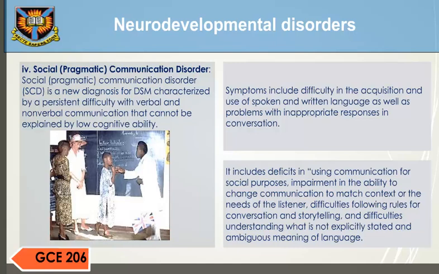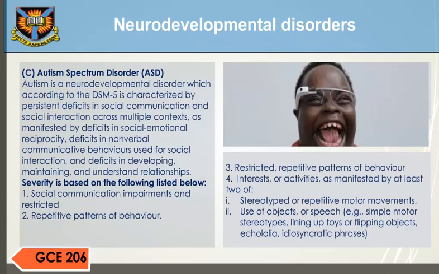Symptoms include difficulty in the acquisition and use of spoken or written language, as well as problems with inappropriate responses in conversation. It includes deficits in using communication for social purposes, impairment in the ability to change communication to match context or the needs of the listener, difficulties following rules of conversation and storytelling, and difficulties understanding what is not explicitly stated and ambiguous meaning of language. See Autism Spectrum Disorder, ASD.